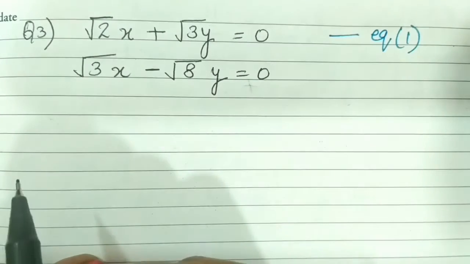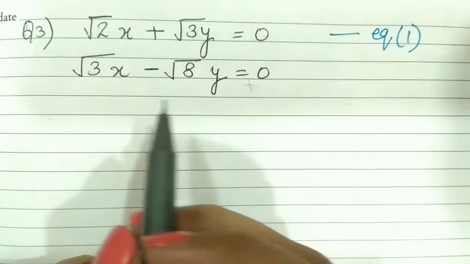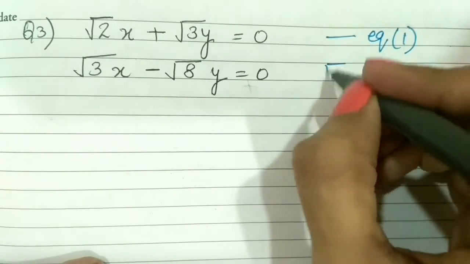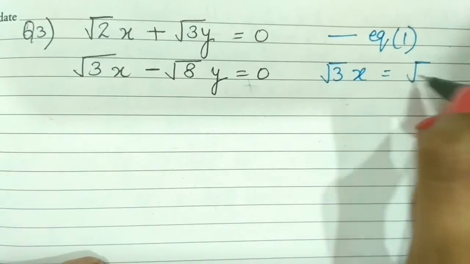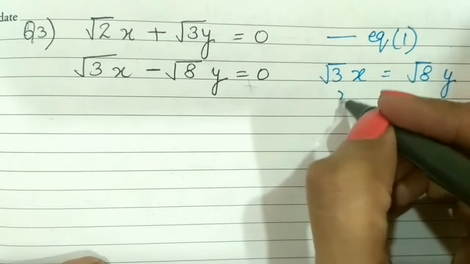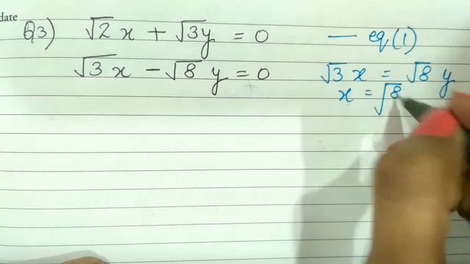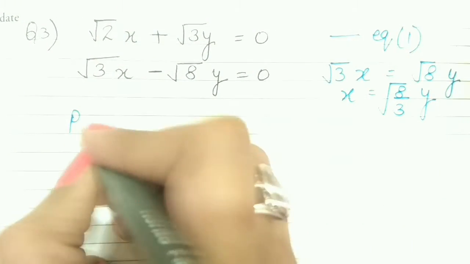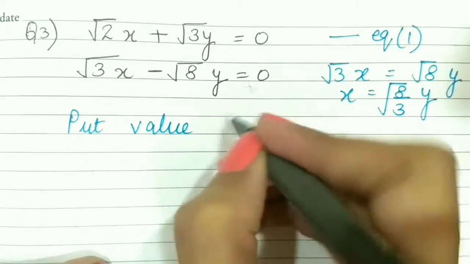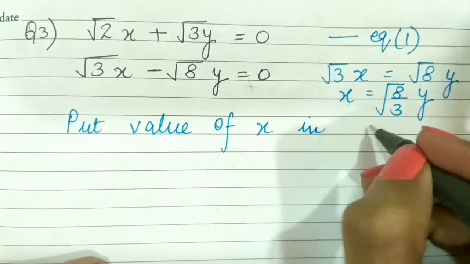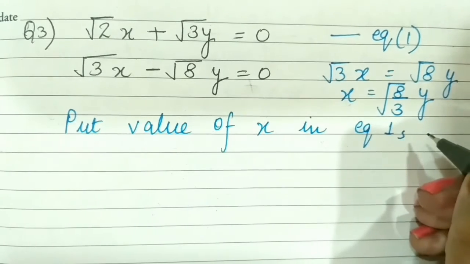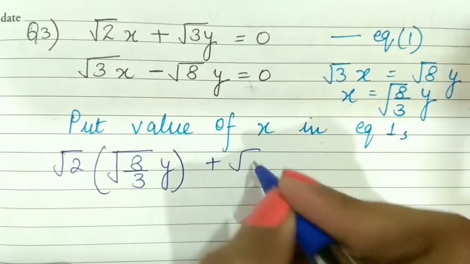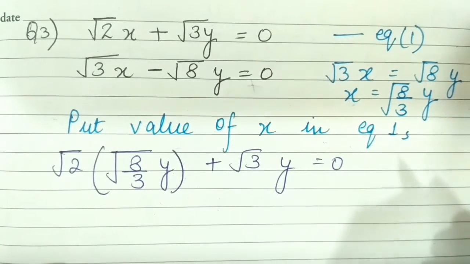Next equation is root 2 x plus root 3 y equals 0. Root 3 x minus root 8 y equals 0. On solving this, what we are going to get is root 3 x equals root 8 y. The value of x will be root 8 upon root 3 times y. Now put this value of x in equation first. So it is going to be root 2 times root 8 upon root 3 y plus root 3 y equals 0.